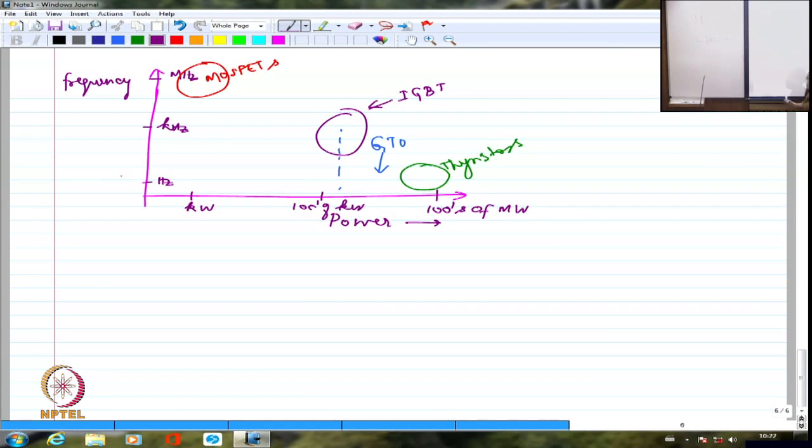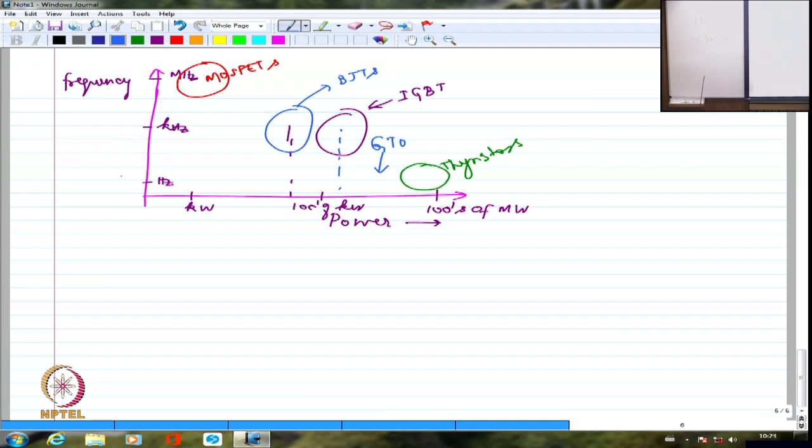Whereas if I am talking about even lesser power rating than that, and probably even slightly higher or similar frequencies, somewhere here are BJTs. IGBTs can still handle higher power than BJT because more research has gone on and more improvements have come about. It's probably not an inherent property as such, but people have not put in effort for BJT.